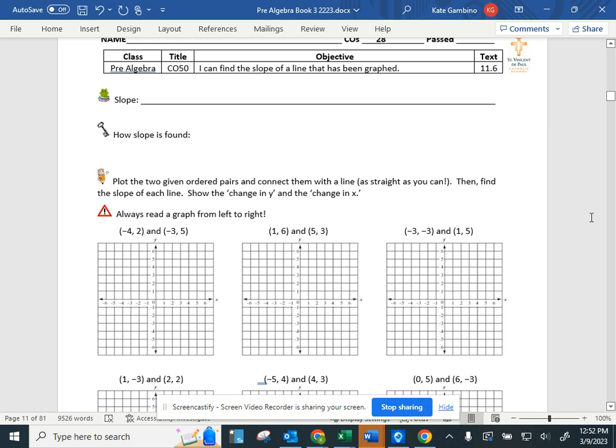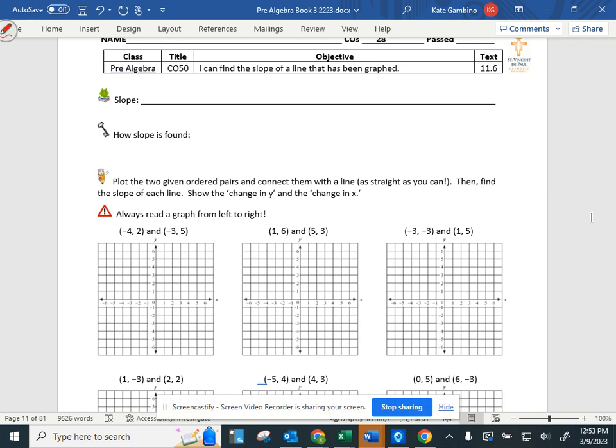Good afternoon. We are continuing working with those functions and ordered pairs in our graphing. Today we are doing CO50. I can find the slope of a line that has been graphed. So instead of using the rule of the function to find ordered pairs that go on the line, now we're going to learn how to use the slope of that line to see how we could continue that line.